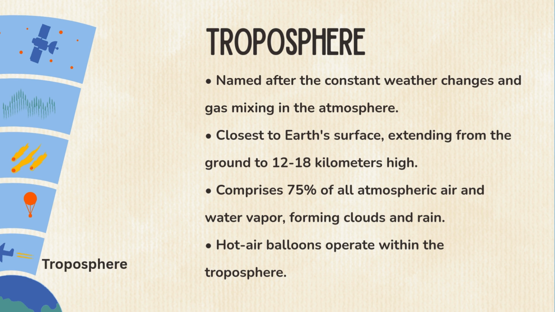The troposphere, whose name comes from the Greek word tropos, meaning change, is the lowest layer of Earth's atmosphere. It is called this because the weather is constantly shifting here, with winds and gases mixing continuously. This layer lies closest to the Earth's surface and extends upwards to about 12 to 18 kilometers on average. Containing nearly 75% of the atmosphere's air and most of its water vapor, the troposphere is the region where clouds form and rainfall occurs. It is also the layer where hot air balloons rise and float, staying well within the bounds of this dynamic part of the atmosphere.